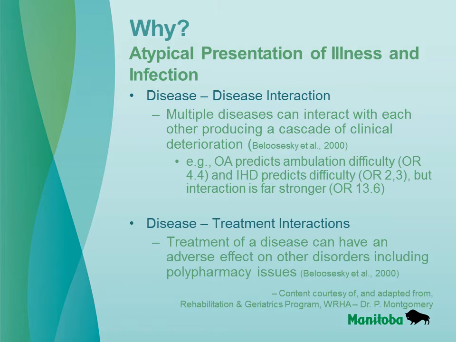As well, older adults tend to have multiple chronic illnesses. Multiple diseases can interact with each other to produce more disability. For example, osteoarthritis could produce an odds ratio of disability, OR, of 4.4, and ischemic heart disease could produce an odds ratio of disability of 2.3. But when you combine those disabilities together, they could produce an odds ratio of disability well above both original rates added together.